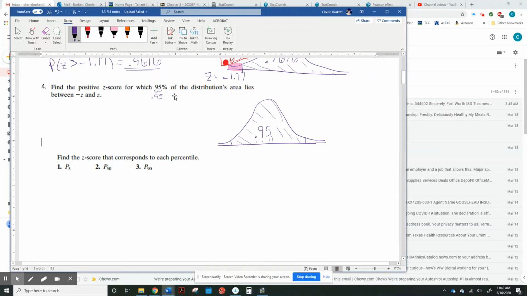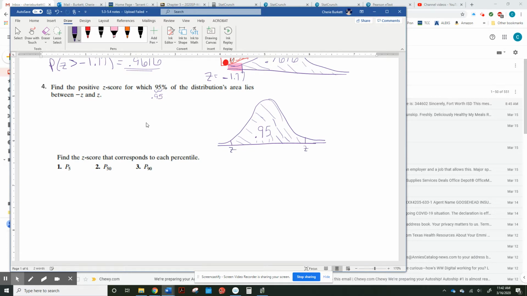So problem number 4 gives us a between problem. So we're looking for two z-scores. We're looking for this one right here, which is going to be a negative z, and we're looking for this one right here, which is going to be a positive z, and they should be the same number. The only difference is one of them is going to be positive, one of them is going to be negative. Now, they're telling us that 95% of the area is going to be between these two z-scores.